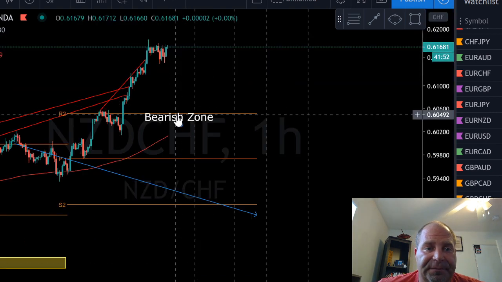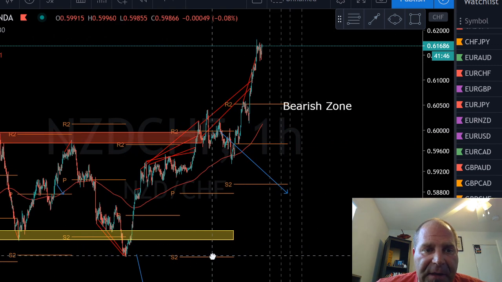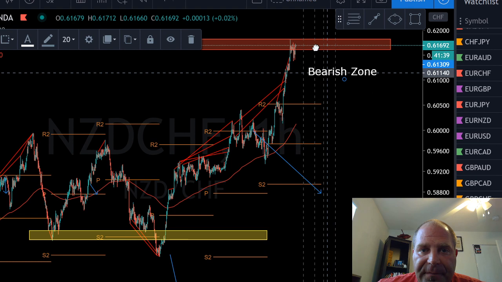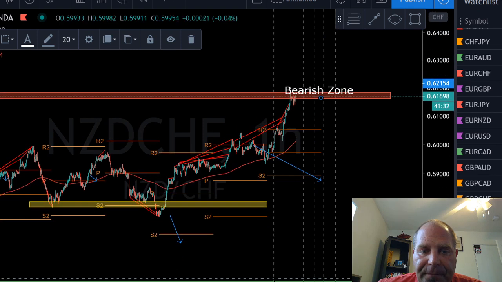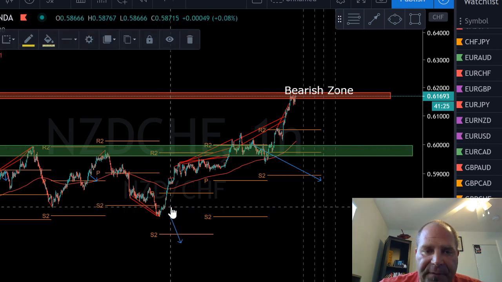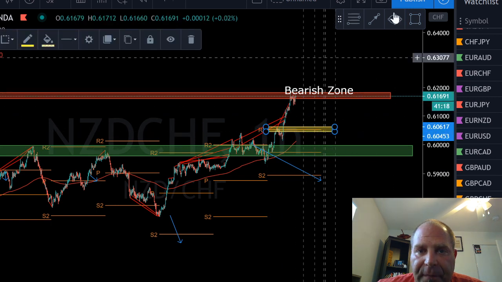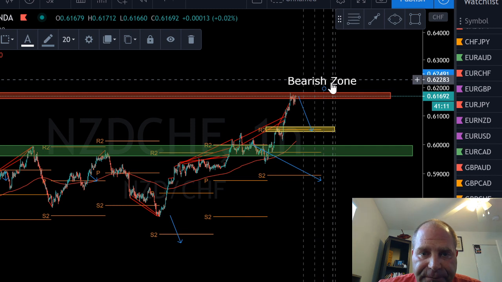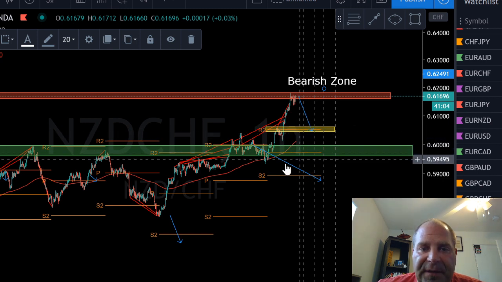NZD CHF. Okay, so we are out of the channel. Let's take you up here for now. We blew out of that channel. Let's get rid of you, make or break. Here's my new make or break. So, this is an unconfirmed bearish zone. Again, we want to see a retest of R2 or possibly all the way down here.